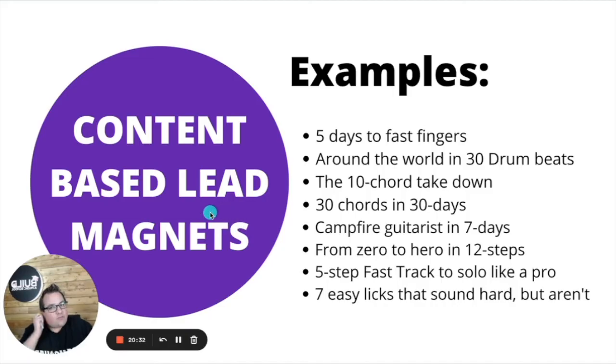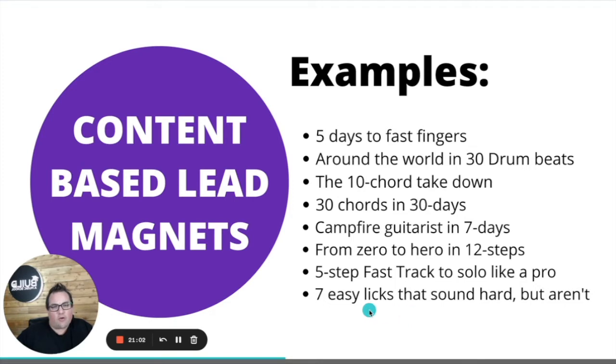So let's have just a few examples. These are just silly ones I just made up. Obviously I don't know what instrument you play, but here's just some things to get you thinking about the types of headlines you might give this content. 5 days to fast fingers, around the world in 30 drum beats. The 10 chord takedown, 30 chords in 30 days. Campfire guitarist in 7 days. From zero to hero in 12 steps. The 5-step fast track to solo like a pro. 7 licks that sound hard but aren't.